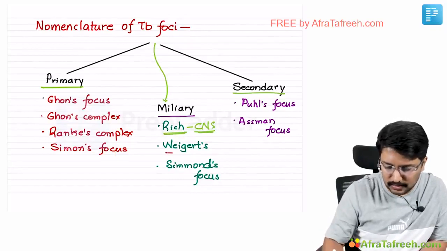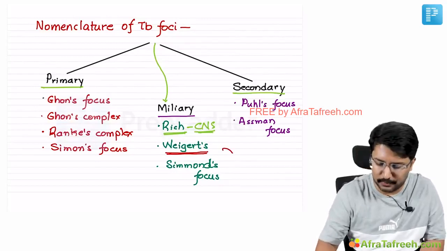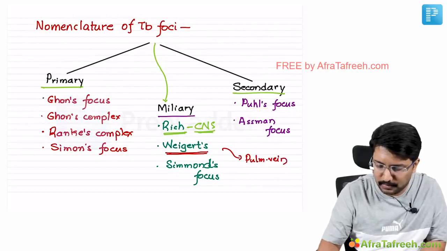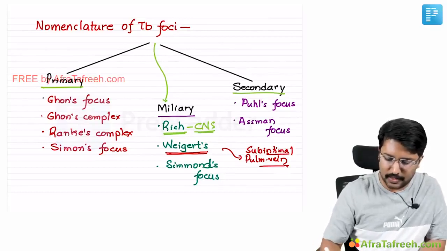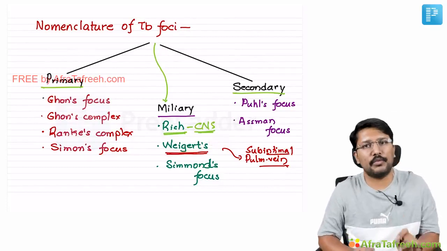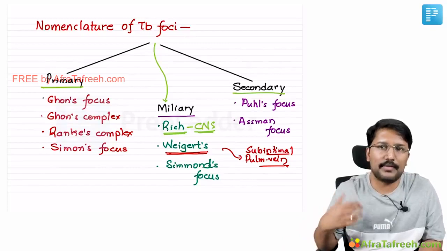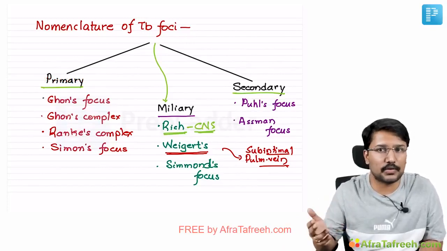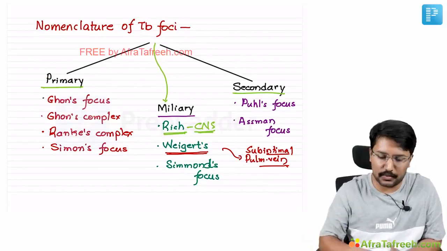Then we have another focus, the dissemination to subintimal regions of the pulmonary vein, mainly pulmonary vein, other vessels also. Subintimal pulmonary vein site, we call it Weigert's focus. Right? So we have to remember one point. This tubercle bacilli, because they primarily affect reticuloendothelial system, they have a tendency to also affect vessels, or they can cause vasculitis. So tuberculosis CNS vasculitis is one of the important reasons for what we call watershed infarcts, right? So we have to keep that in mind.